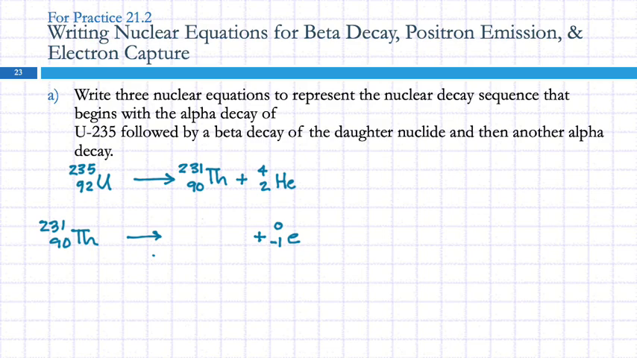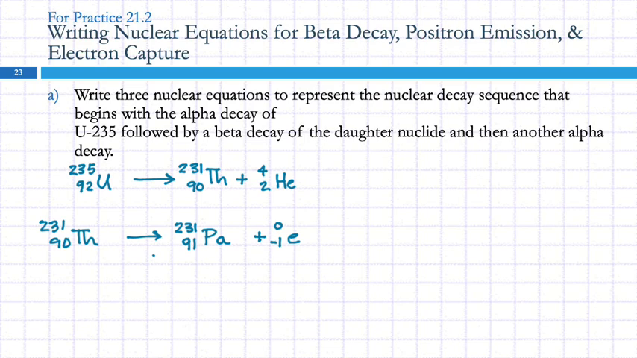Okay, so then we're going to numbers. Oh, well, this one's easy because that one's 0, so this one must be 231 also. And then here, I've got 90, and I need something -1. So this must be 91, right? 91 minus 1 gives me 90. So I look up element number 91, and that's Pa. Any questions about that one?